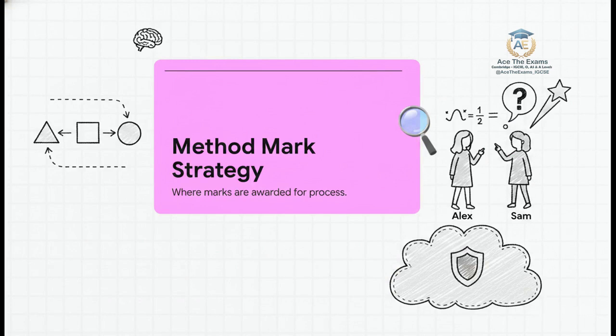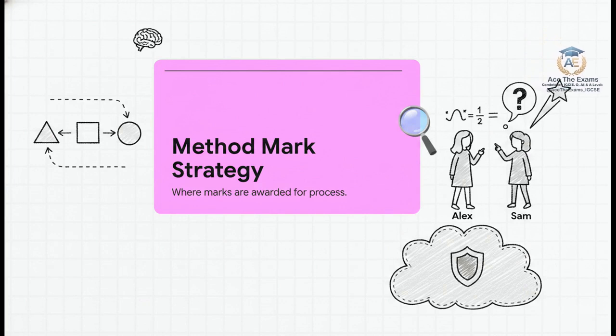This brings us directly to what we call the method mark strategy. This is the deliberate protocol where examiners award marks for an explicitly clear, logical process. Imagine our two scholars, Alex and Sam, in a shared digital workspace right now. They're tackling a brutal, high-tariff trigonometric proof.